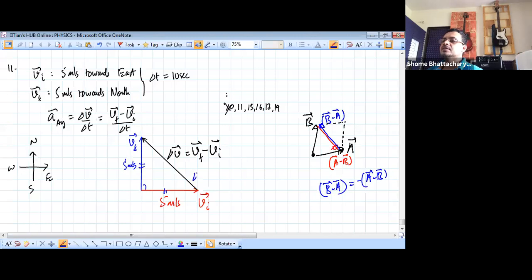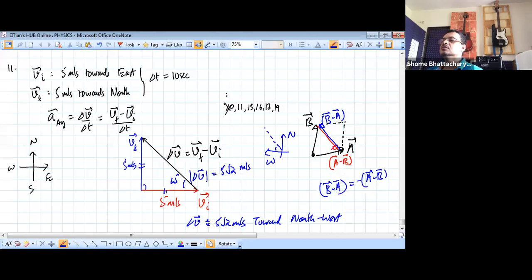So you can see that magnitude of delta V is 5 root 2 meters per second. But what about the angle? This angle is 45 degrees. So delta V is a vector of 5 root 2 meters per second towards which direction? Northwest. Okay. Because you can see that this is your north direction, this is your west direction. So this direction, this is pointing in which direction? Northwest. Or this angle being 45.